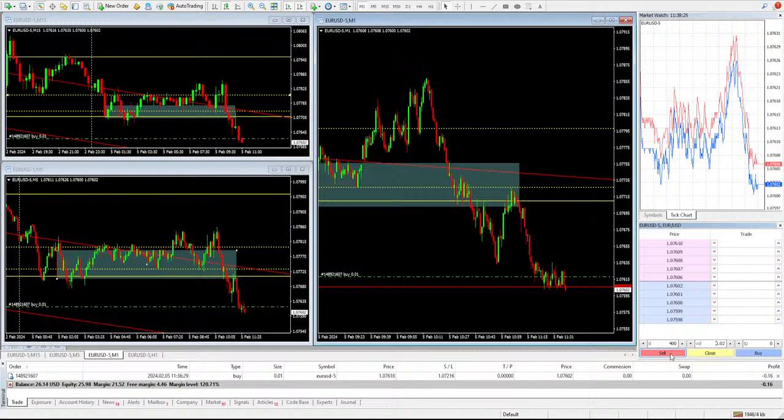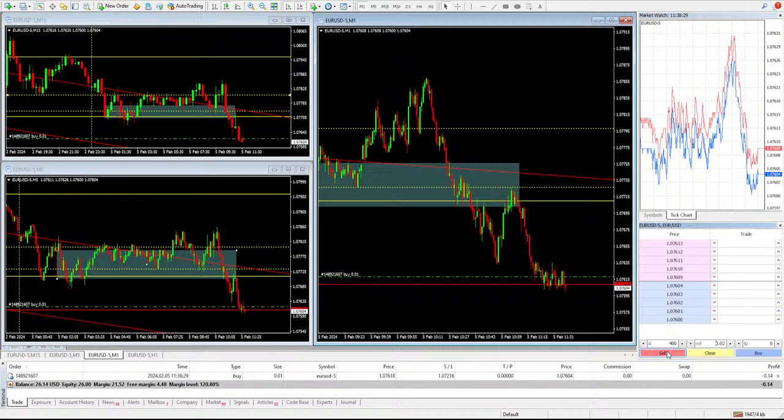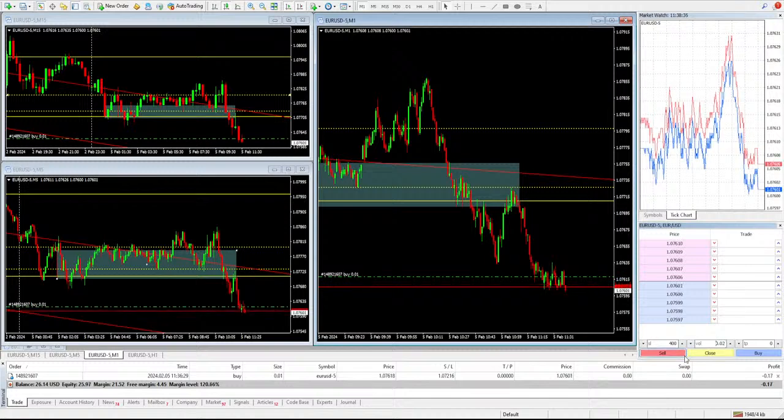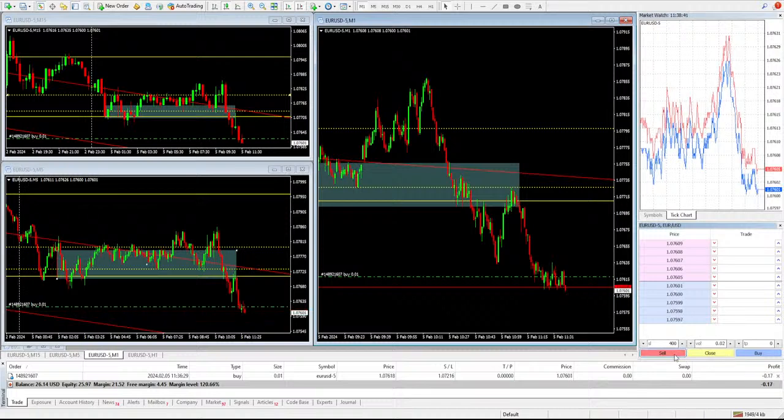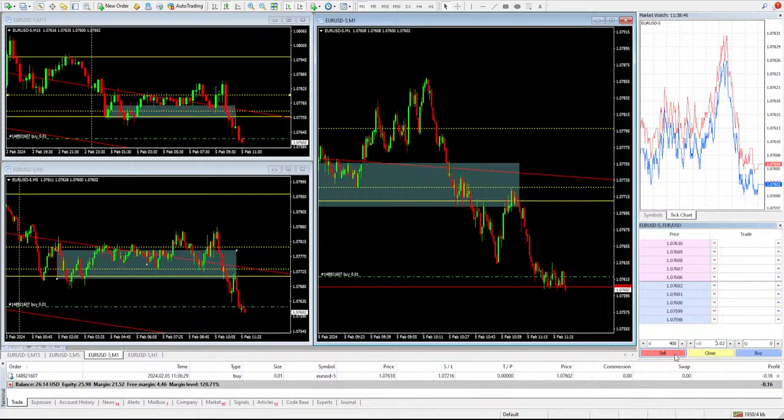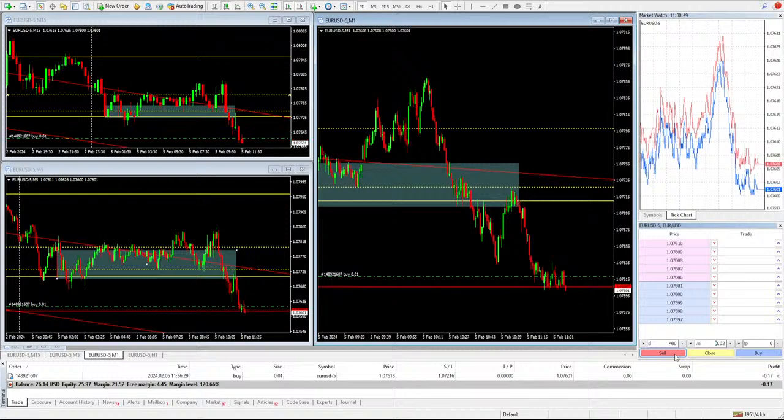There is no hedging allowed on this account. So if I hit this button, it will actually flip it to a 0.01 as a sell, because right now I have that set as a 0.02. So it'll close out, it'll sell out this buy, and then place another 0.01 in the market. One way to take advantage of a non-hedging account for speed and order execution.